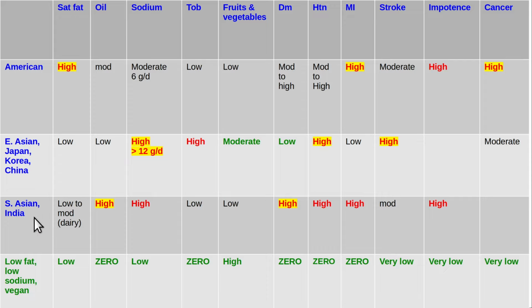The Asian Indian diet, South Asian Indian diet, their problem is, a little bit of ghee and butter, but the big thing from the Indian people I've studied and talked to is too much fried food. That's really the big thing dragging down the health of their diet. Low fat, low sodium, vegan diet. It's low in all the problems. It's the best way to go.